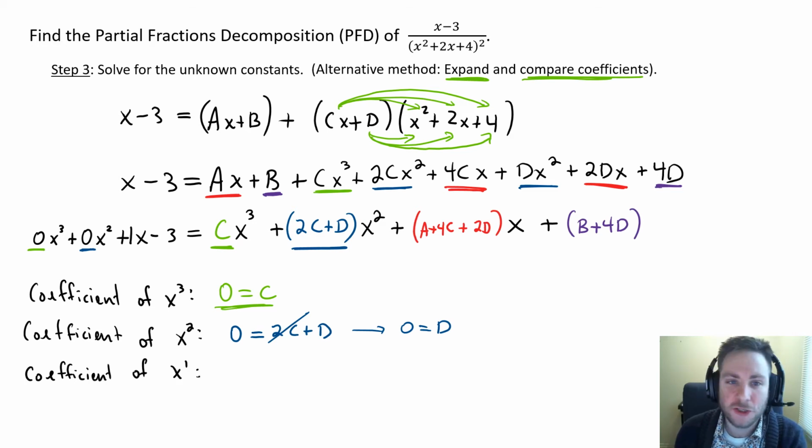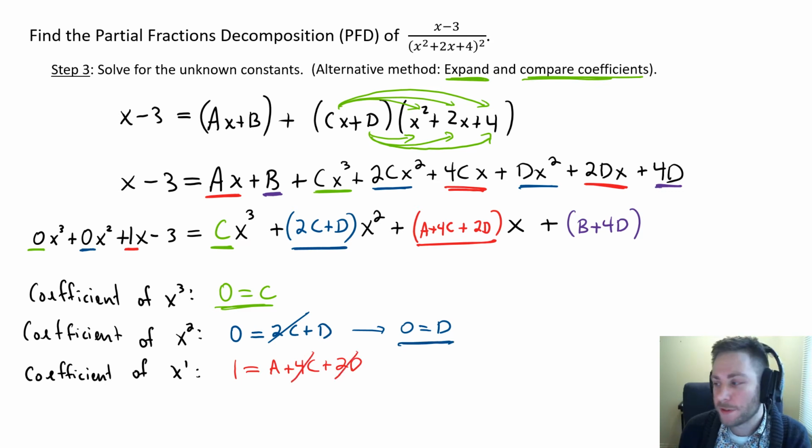Next, we look at the coefficient of x to the 1, or in other words, x, which shows us that 1 equals a plus 4c plus 2d, but we already know that both c and d are 0, so this can be simplified to show that 1 equals a.